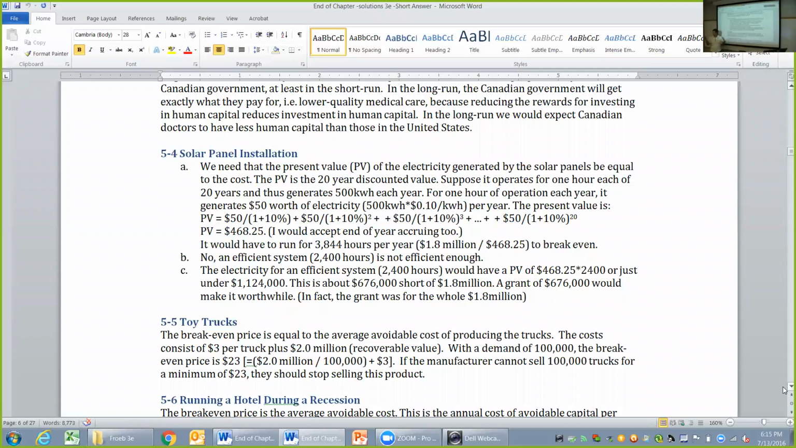So I think that's what they're doing here: they just brought it down to 1 kilowatt hour. So for 1 hour of operation each year, it generates $50 worth of electricity. And so we want to think about, if I was to get $50 for the next 20 years, what's that worth to me? That's really all we're asking.